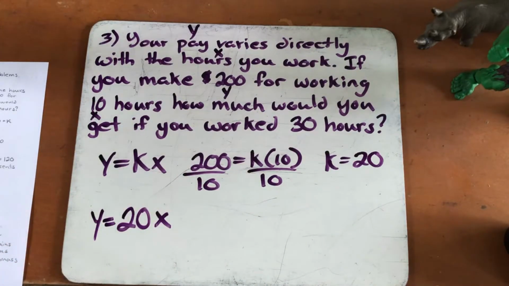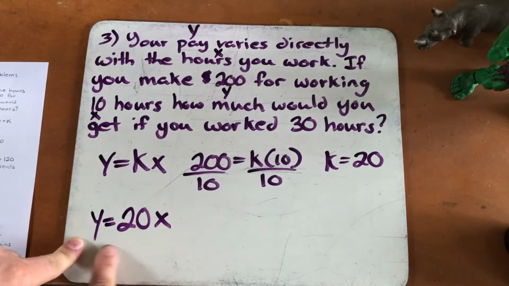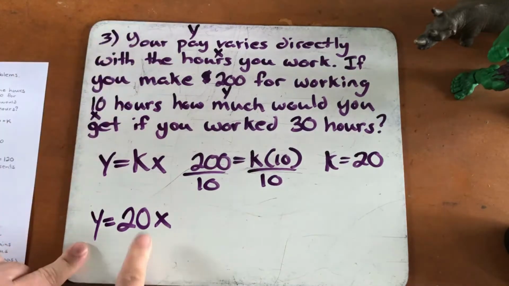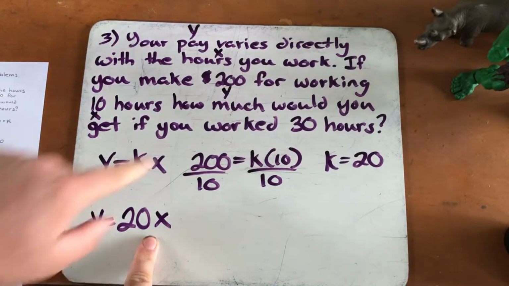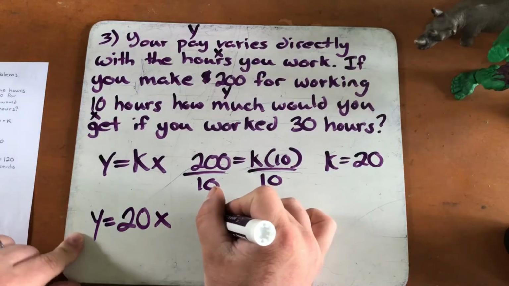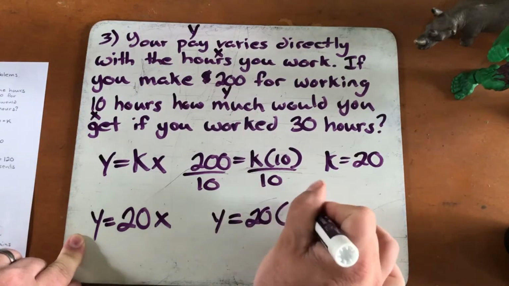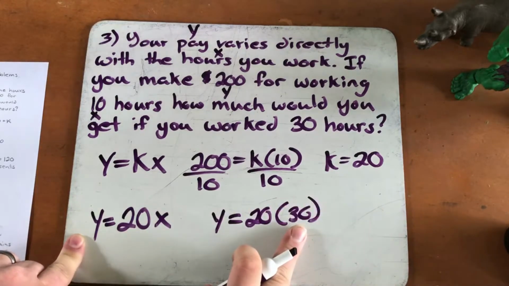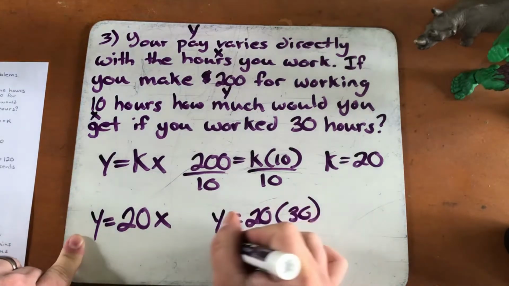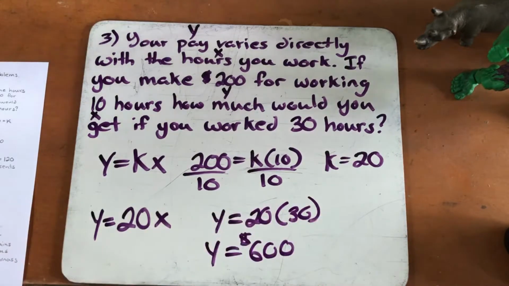The reason I do this is because once I know what the direct variation equation is for this particular scenario, I can plug in any x value and solve for y. So my new y, when I plug in 20 times 30, because that's the number of hours I'm working, this is my constant of variation, I find out that y equals 600, and in this case, that would be $600.